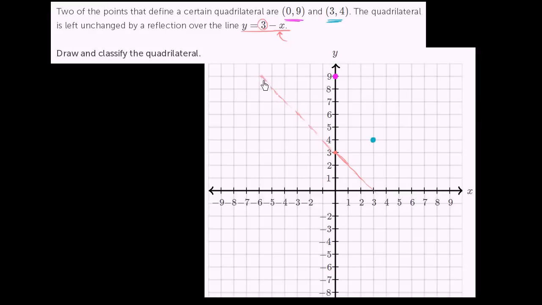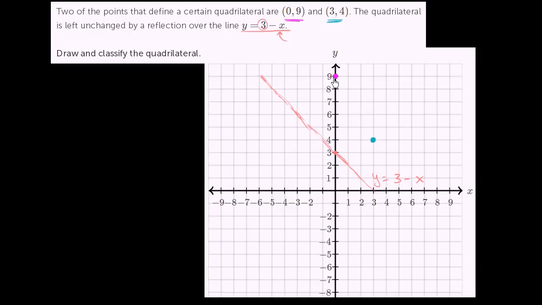So that's what it looks like. y is equal to 3 minus x. So that's my best attempt at drawing it. So the quadrilateral is left unchanged by a reflection over this. That means if I were to reflect each of these vertices, I would essentially end up with one of the other vertices. And if those get reflected, you're going to end up with one of these, so the thing is not going to be different. So let's think about where these other two vertices of this quadrilateral need to be.